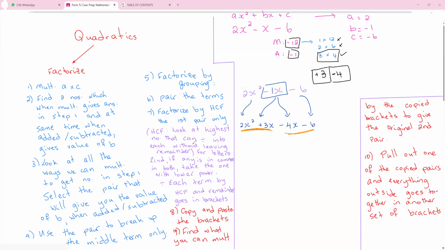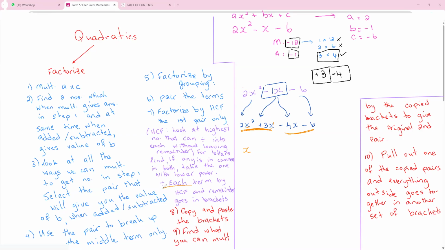So looking at the letters, you're looking for any in common in both of them. So I'm seeing x here and x here. So we're going to pull out the x. It's in common. Anytime you have letters and they have powers, if a letter has no power or index, we understand it's 1. So you pull out the one with the lower power. So we're going to pull out x. 1x, but we don't have to put the 1 because it's understood.